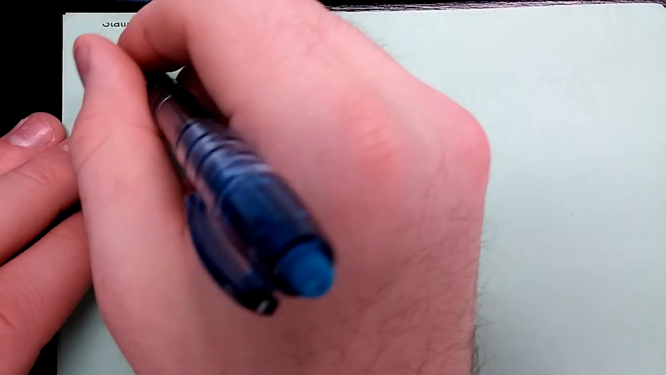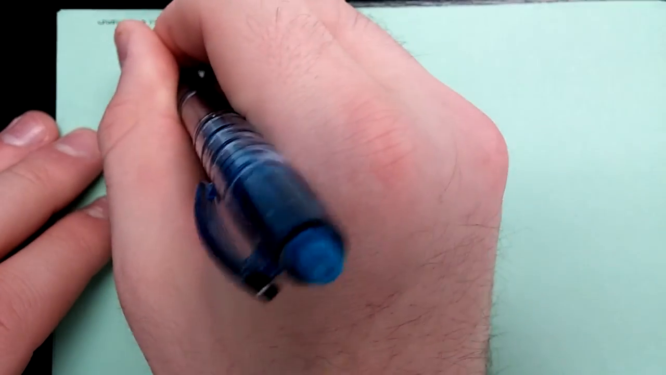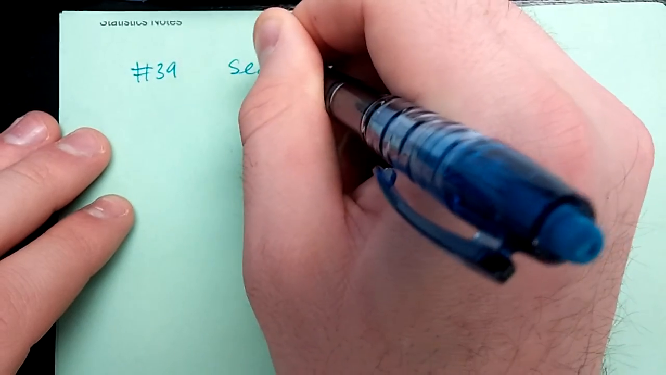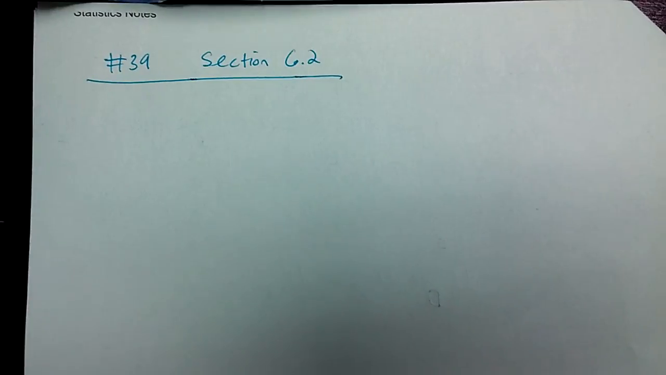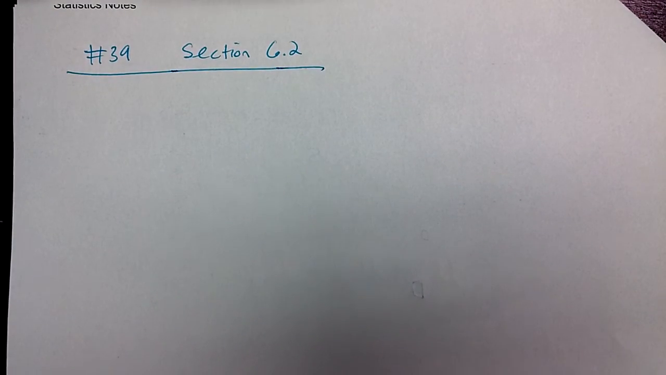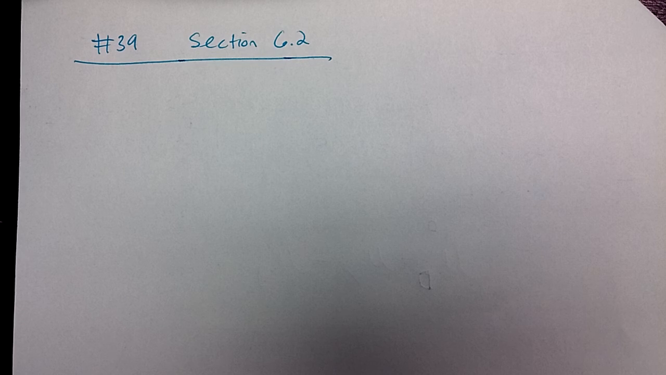In this video, we're going to do number 39 from section 6.2. In order to really understand this problem and the work that I show for it, it would be very beneficial for you to have the book right in front of you so you can read the context. I'm going to read the context out loud, and then we're going to try and go through the questions together.